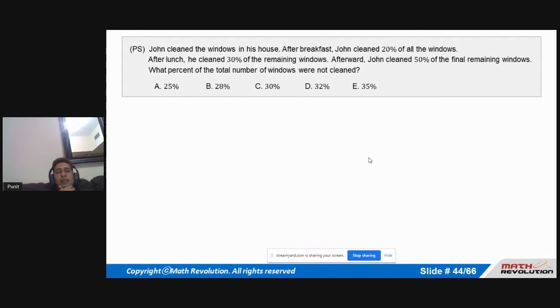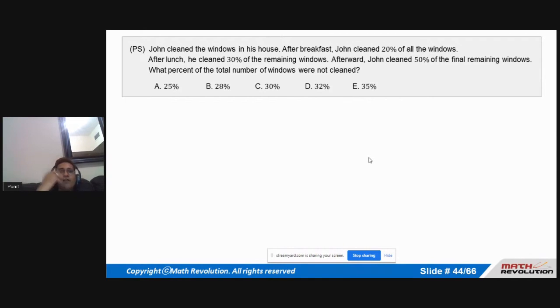So the question on the screen right now talks about John. He cleaned the windows in his house. After breakfast, John cleaned 20% of all windows. After lunch, he cleaned 30% of the remaining windows. And afterward, John cleaned 50% of the final remaining windows. What percent of the total number of windows were not cleaned? What percent of the total number?